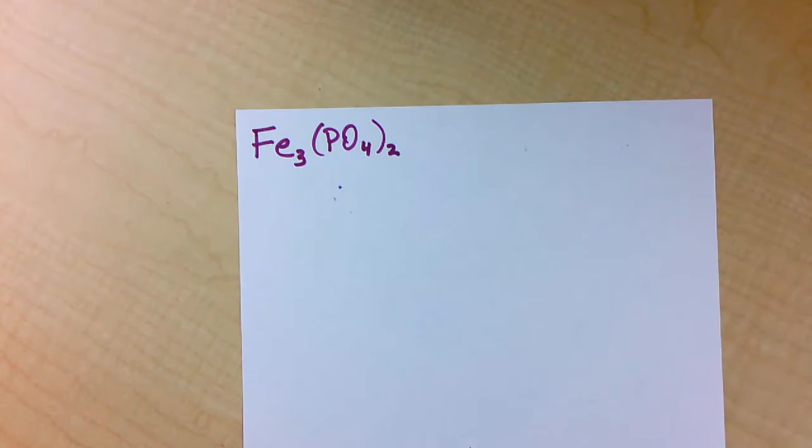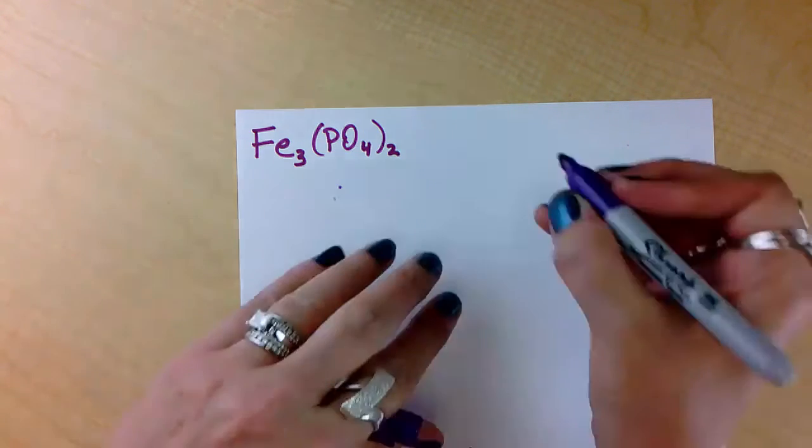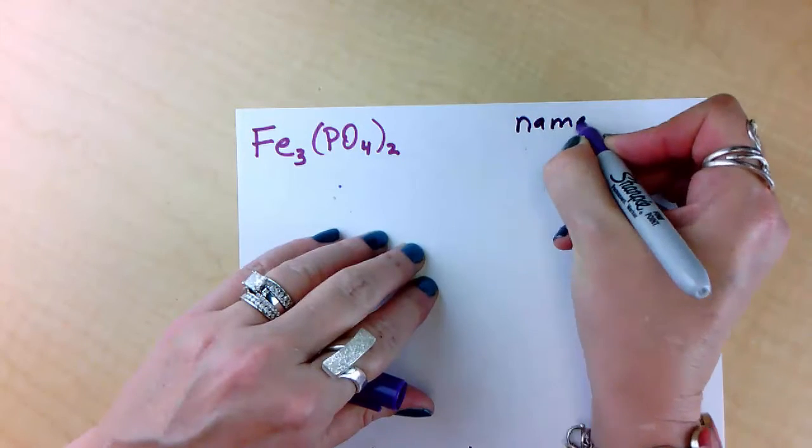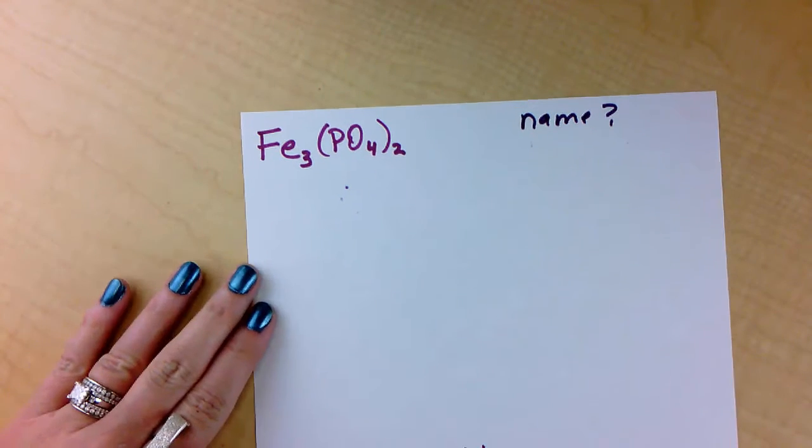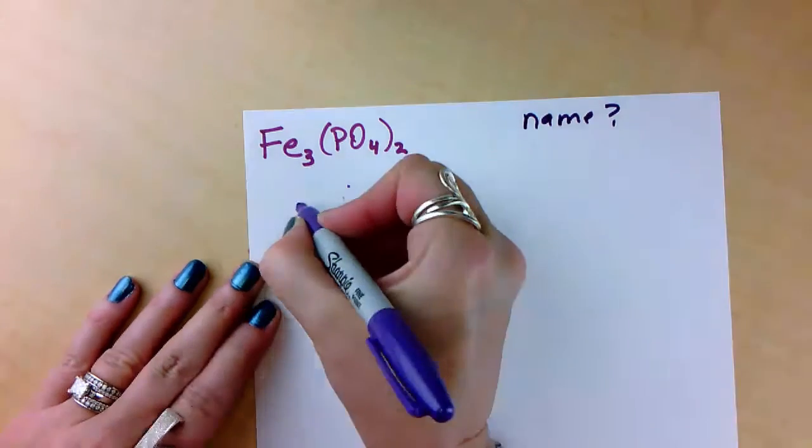Moving on. This is a hard one. Fe3(PO4)2. I gave you the formula. You need to give me the name. What is the name for this beast? Well, what is Fe? It's a new one. I hope you remember. It is iron.